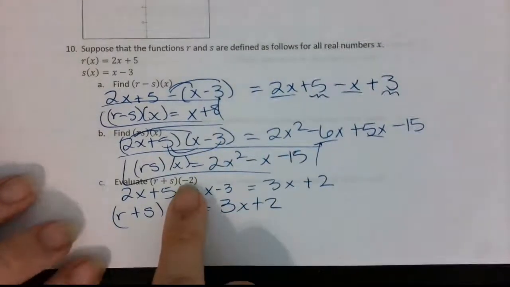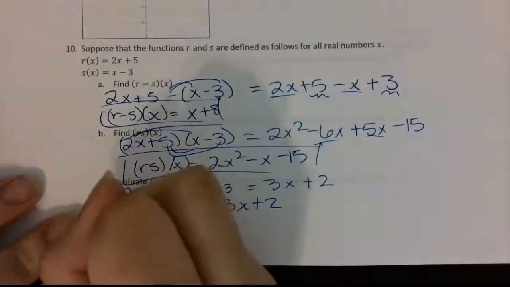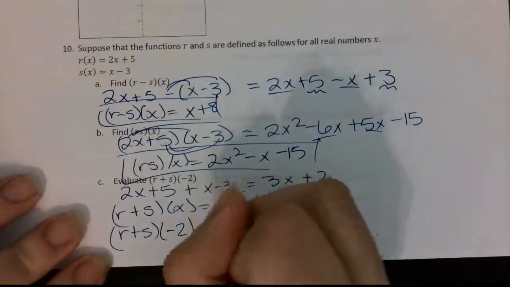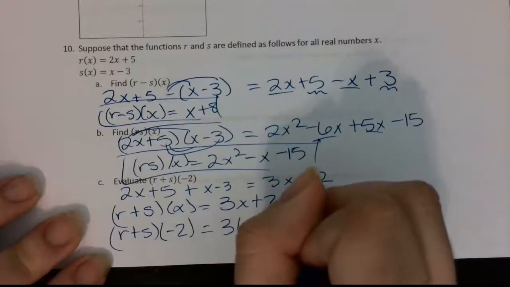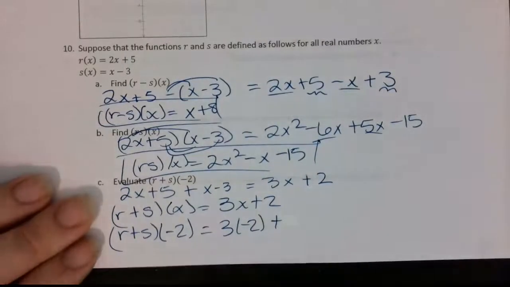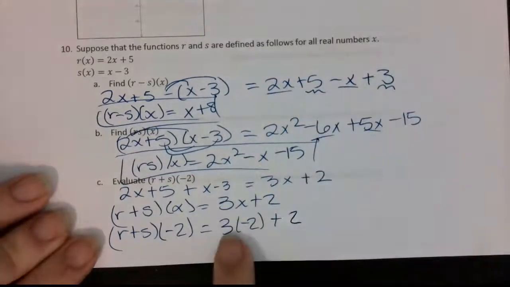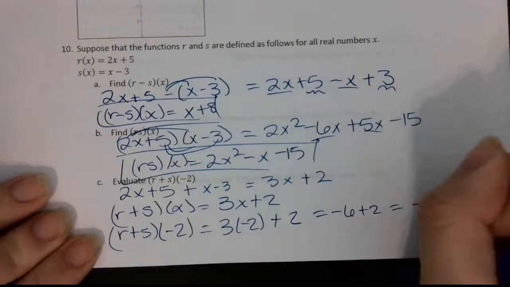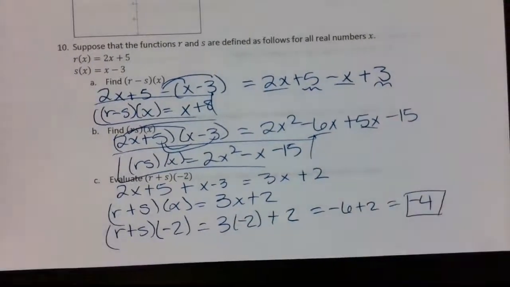This equation wanted me to evaluate for negative 2. So I am going to replace the x's with negative 2. 3 times negative 2 plus 2. 3 times negative 2 is negative 6 plus 2, which gives me negative 4.